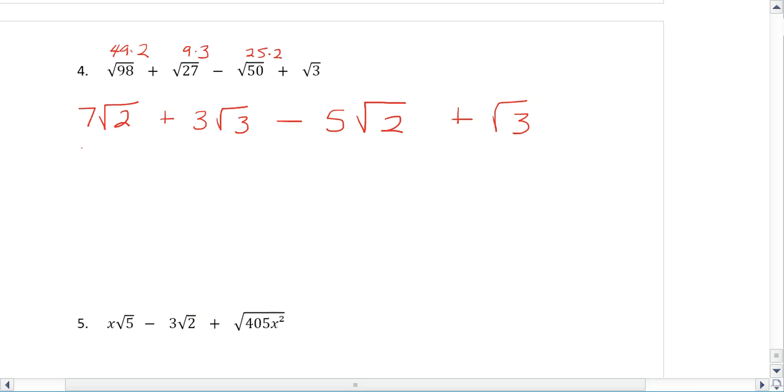And now we just look and see what we have. We can combine the square root 2 terms. 7 take away 5 is 2, so I have 2 square root of 2. And 3 square root of 3 plus 1 square root of 3 is a positive 4 square root of 3. So that's our simplified answer.